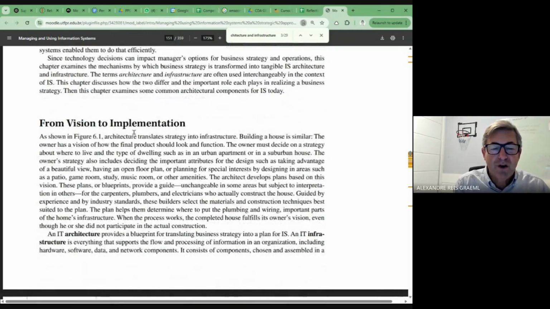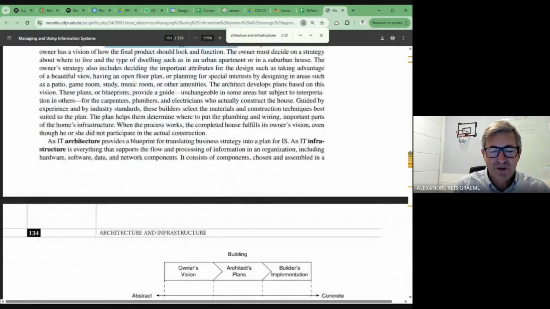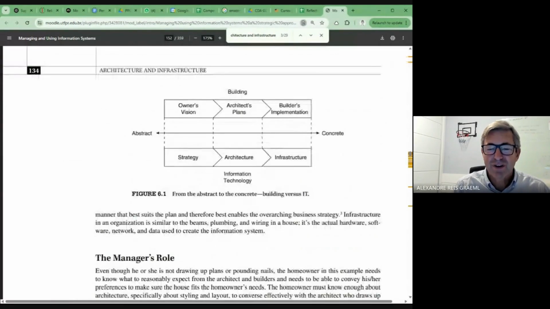So one interesting thing that the authors say here: architecture translates strategy into infrastructure. So if when someone talked about IT architecture or IT infrastructure you thought of them as being the same thing, no. The architecture is the process that leads you to having an infrastructure. I think they have here a drawing that shows that well, the one with the analogy of an architect planning or designing a house for the builder to implement.